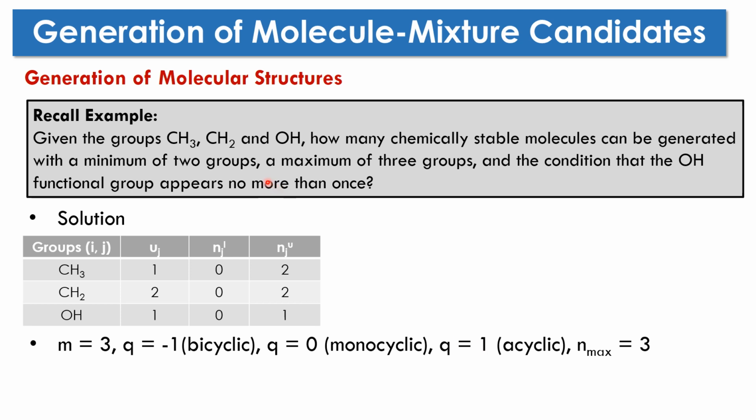Because we set it on our own. Okay, we don't want bicyclic, we don't want monocyclic, we want acyclic. So acyclic means that there's no ring. Bicyclic, monocyclic, you have rings, right? We don't want ring, so that's why Q equal to 1. Acyclic. Okay, so n max is 3, right? So that's the upper limit that we set, maximum of 3 groups. We don't have to set n min.